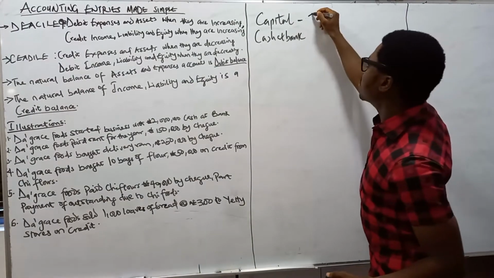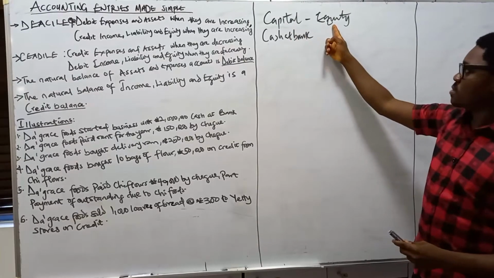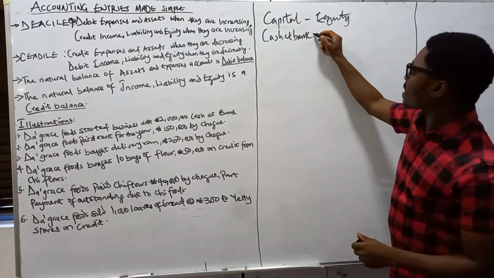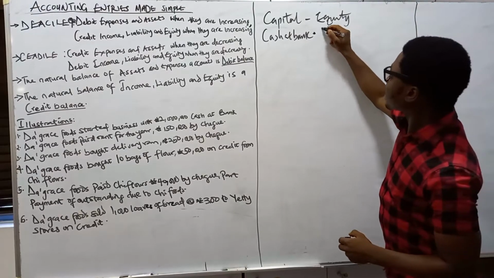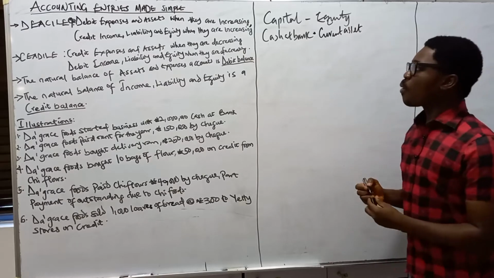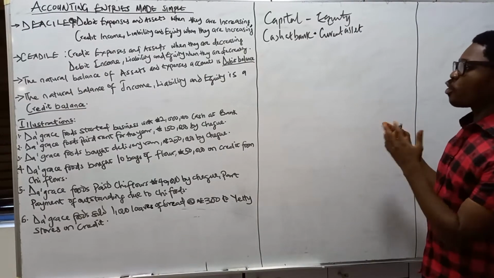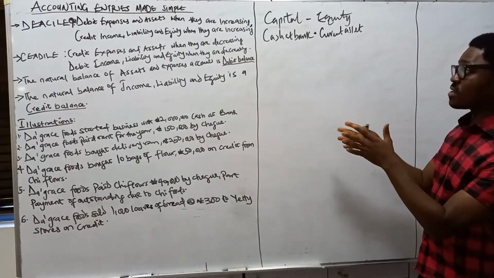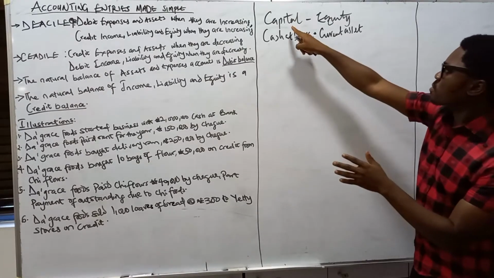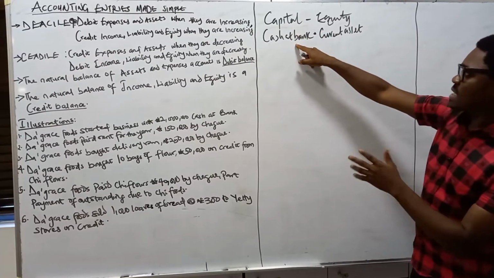Capital is equity. So capital here is equity. Cash at bank is a current asset. And another thing we need to establish for us to know the part that we debit or credit here is, we know that this is capital. This is cash at bank.